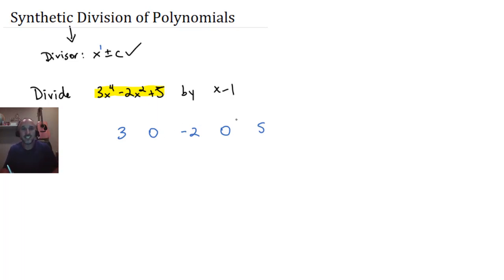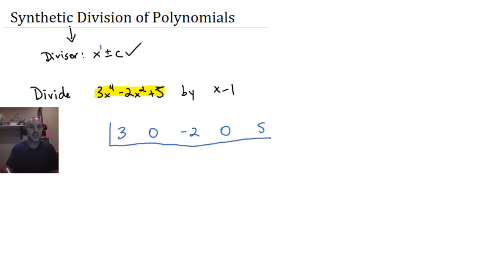You don't write any x's here. Now you do want to make sure you get your negatives. When you've got a negative coefficient, you need to carry it along. Now the difference in setting this up from long division is you invert the division symbol. So now you do this instead.